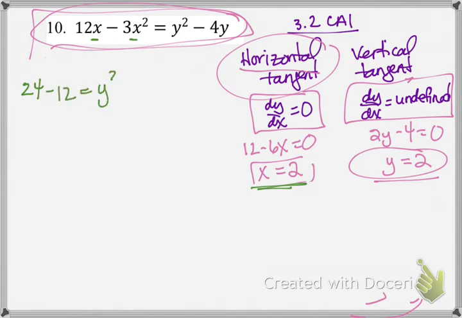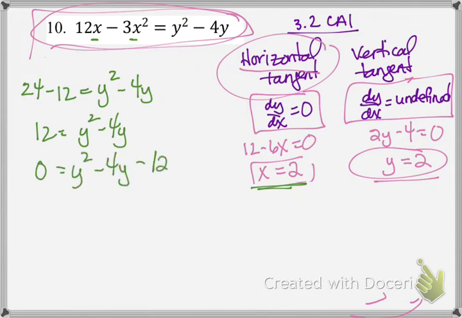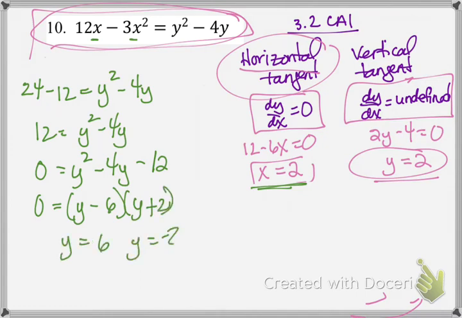And now we have to solve for y. So 12 equals y squared minus 4y. Set that equal to 0. Now maybe it's factorable. Can you come up with two numbers that multiply to negative 12 and add to negative 4? And I think we can, 6 and 2. So we can factor it to solve it, but if it wasn't factorable, then we would have graphed it and looked for a height of 0. So this one we can factor, 6 and 2, and get y equals 6 and y equals negative 2. And those are the answers for the horizontal tangent: y equals 6 and y equals negative 2.